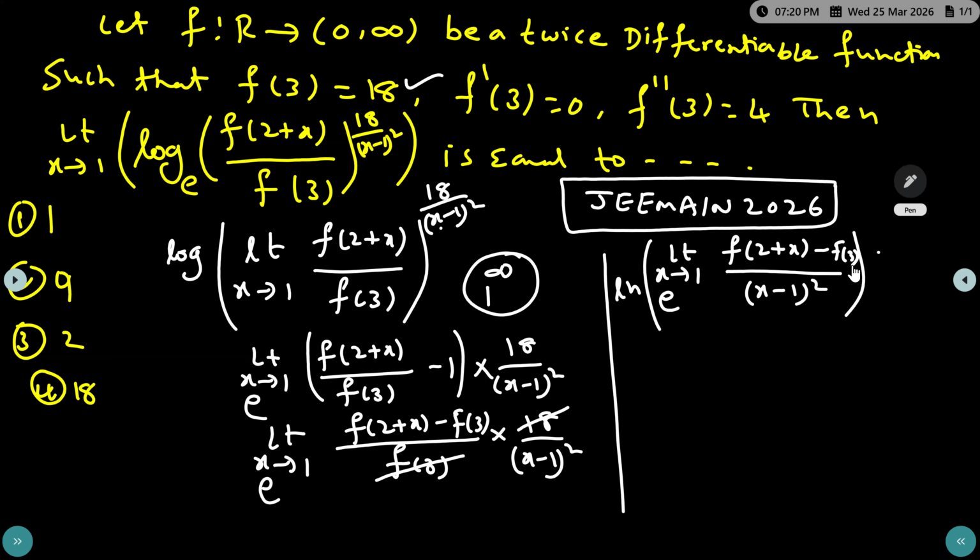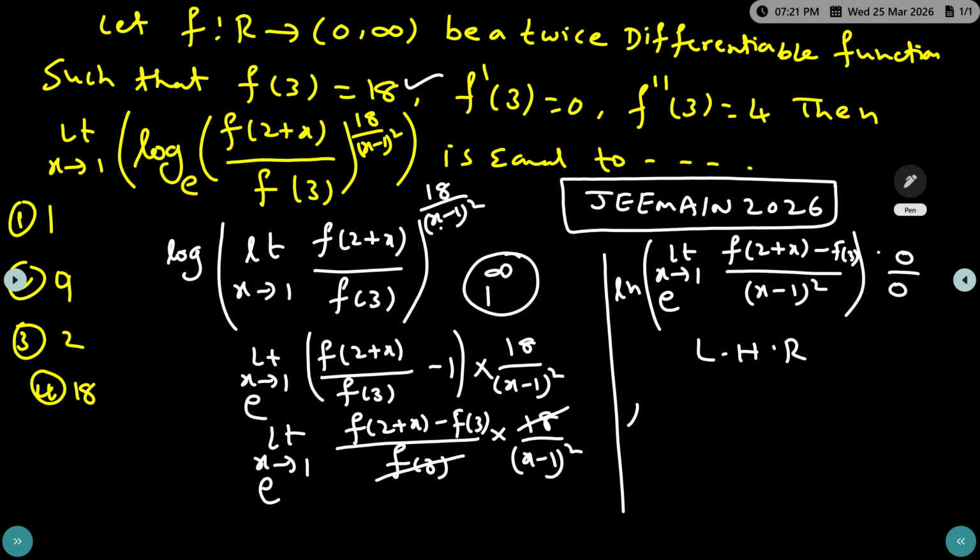Now if you put x = 1, f of 3 minus f of 3 is 0, 0 by 0. You can go with the L'Hospital rule. f of 3 is the LCM, f of 2 plus x minus f of 3. f of 3 is given as 18. Here also 18 in the numerator, cut this. Now the question turns to e power limit x tends to 1, f of 2 plus x minus f of 3 by (x minus 1) whole square. Now we put x = 1 here, 2 plus 1 is 3, f of 3 minus f of 3 is 0, by 1 minus 1 is 0. 0 by 0, you can use the L'Hospital rule.